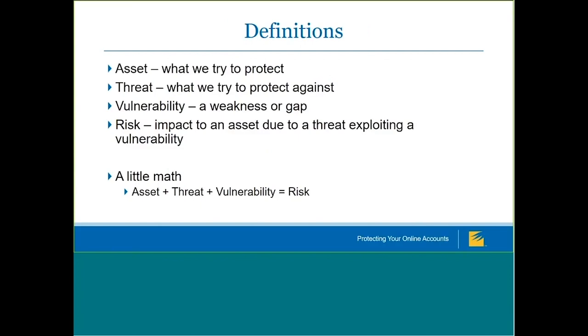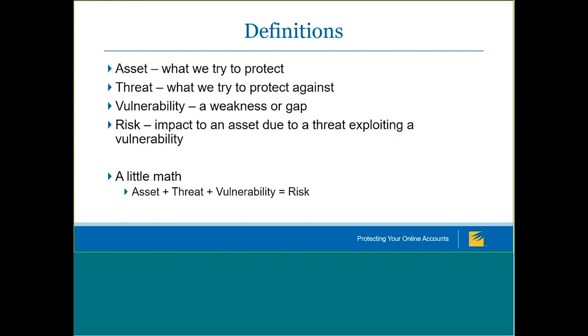To level set, I'll go through a few definitions, and then we'll dive into the meat of it. Asset: this is what you're trying to protect. A threat: this is the thing we're trying to protect against. A vulnerability is just a weakness, whether it's in a system or really in anything. These can apply to the non-technical realm as well. And then risk. Risk is the sum of the asset, threat, and vulnerability, if you want to put it into a math equation.